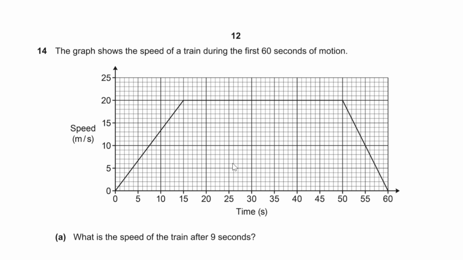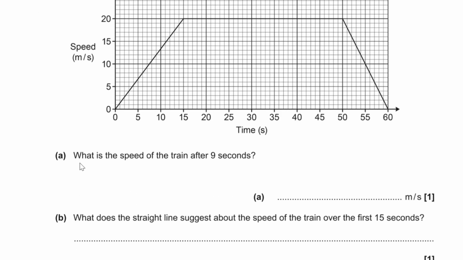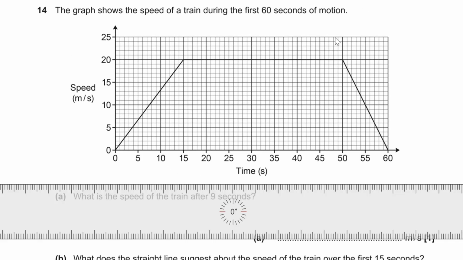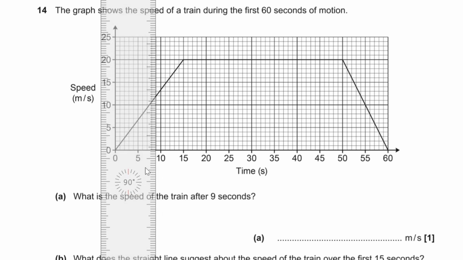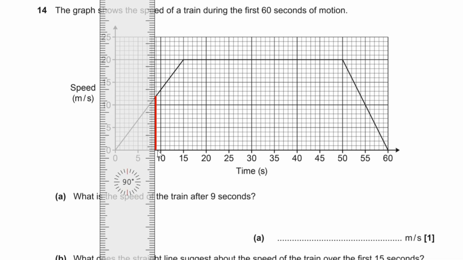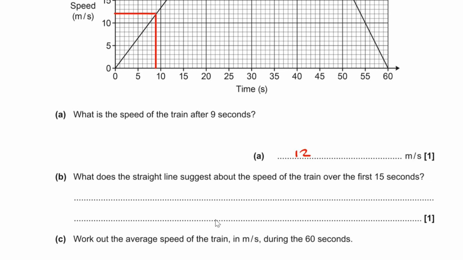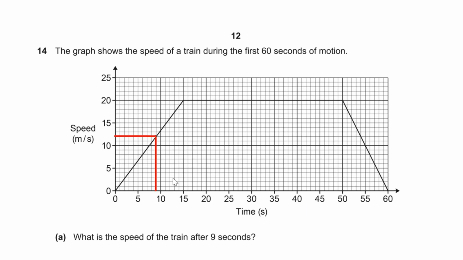Question number 14. The graph shows the speed of a train during the first 60 seconds of motion, and for part A, what is the speed of the train after 9 seconds? Well, if we draw a vertical line up at 9 seconds, which is over here, and then draw a line across to find out the corresponding speed, you can see the speed here is 12 meters per second. And for part B, what does the straight line suggest about the speed of the train over the first 15 seconds?